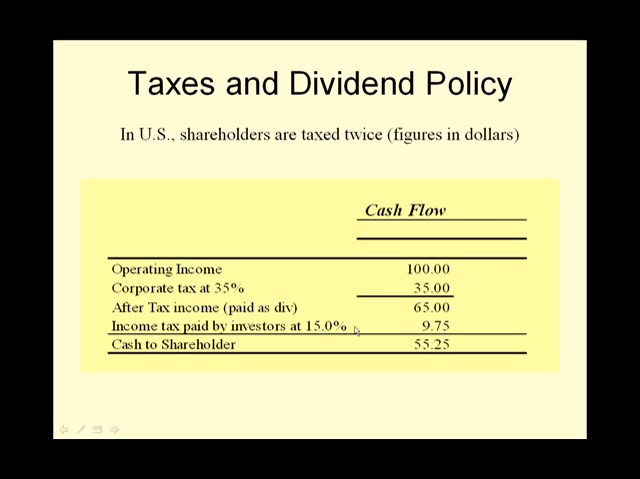Now, if the shareholders have a 15% tax rate on dividends, which is the case now in terms of tax law, they will pay $9.75 on their dividend payment, leaving a total cash to the shareholder of $55.25. So the argument made on one side of this policy debate is that shareholders are taxed twice, first because their firm is taxed, reducing the potential dividend payout, and second, because their dividends are taxed as well.